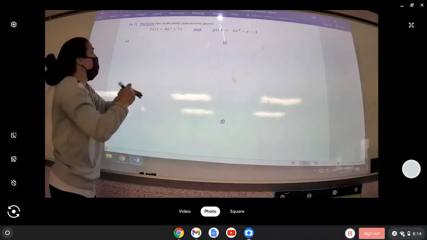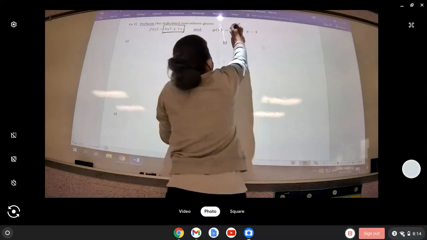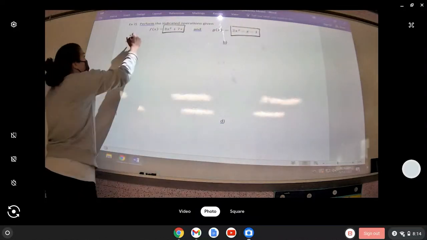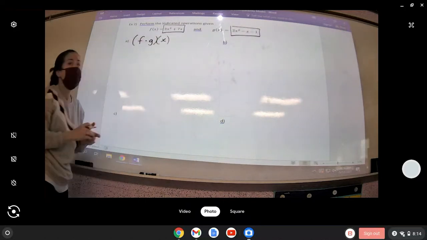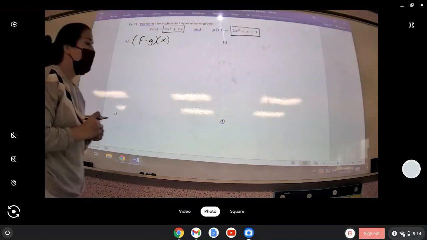You guys are taking the f of x function, which is defined by this expression, and the g of x function, which is defined by that expression. The first thing I want you to find is f times g of x. So you guys are going to do it there, I'm going to do it up here. Let's see if we get the same answer.